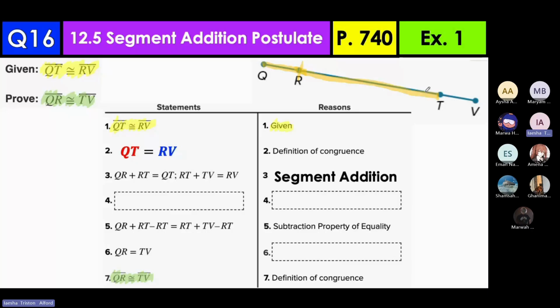Now line number 4, we don't know. What else could we do about this? If you get stuck on 4, we need to see what happened in 5. So in 5, we have QR plus RT. Ignore the subtract because line number 5 added subtract. And then we have RT plus TV. So what do you think we had there before? We had to start with this.